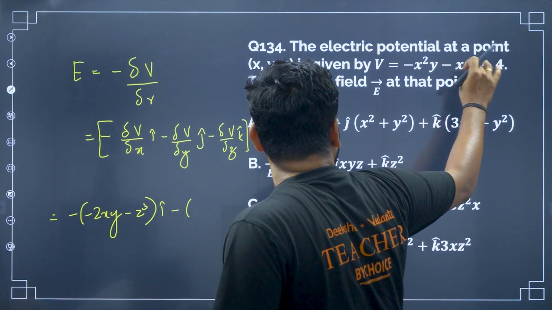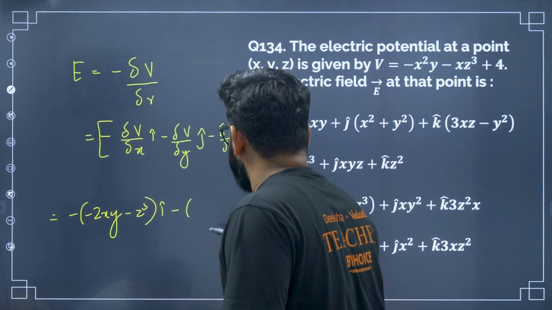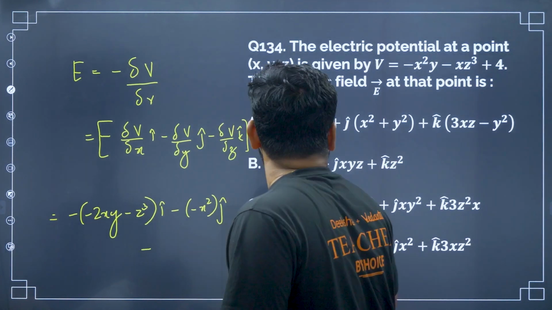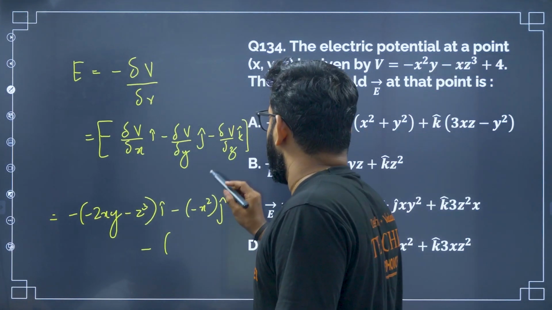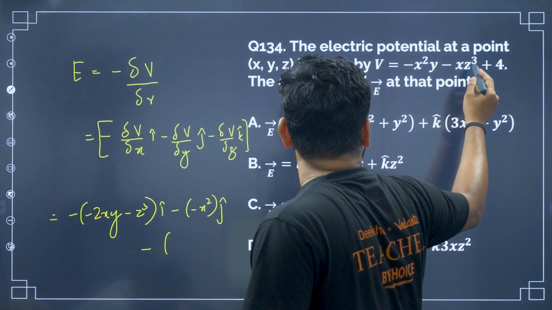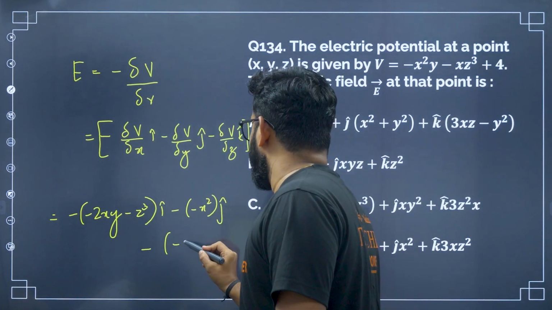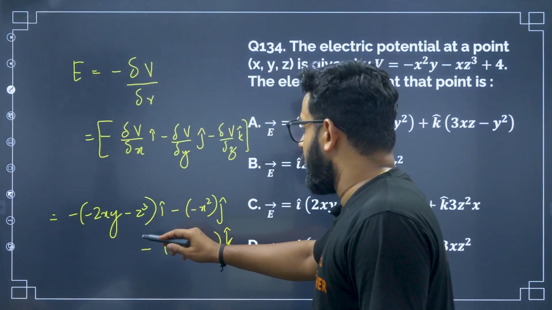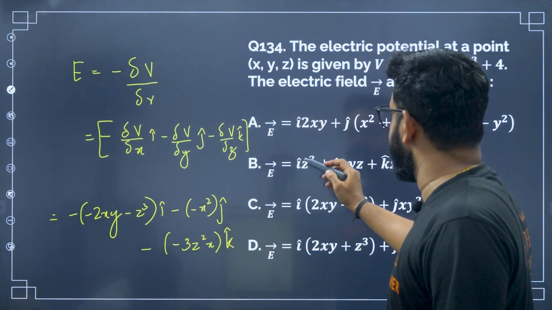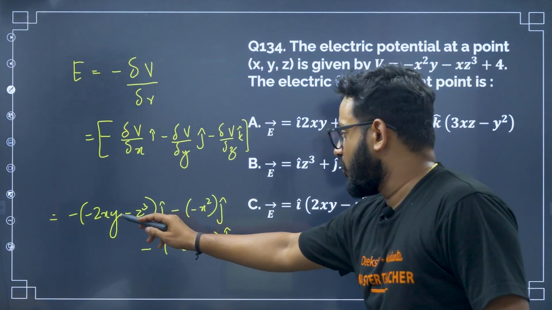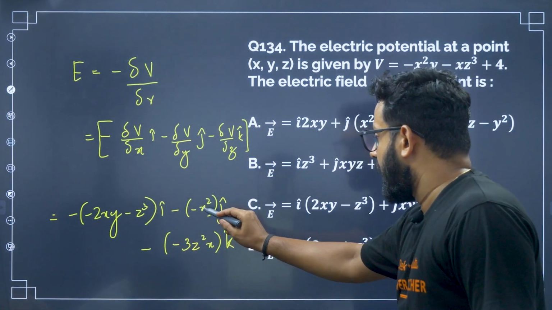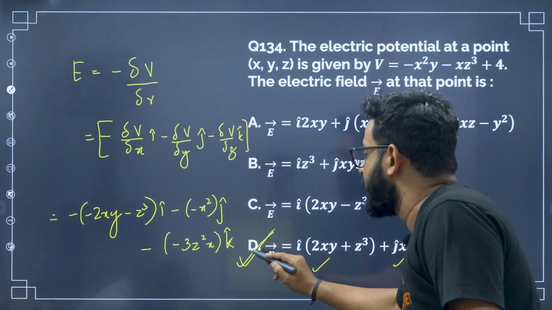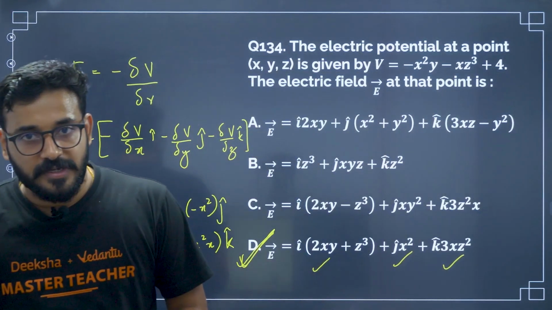Minus, now differentiate only y. So here you won't get anything from this term. Here only one y component is there. If you differentiate, you will get minus x square j cap. Minus, and ultimately differentiate with respect to z. So you will have minus 3z square x k cap. So ultimately what is the correct answer? Minus will cancel everywhere. So it is (2xy plus z cube) i cap plus x square j cap plus 3z square x k cap. So the correct answer is option D.